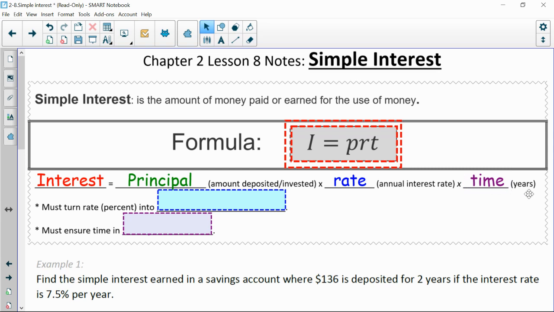T is time in years. We must turn the rate, the percent that they give you, into a decimal. Remember you have to take that percent and divide it by 100, so that the decimal moves over twice. Ensure time is always in years. Even if they give it to you in months, you have to figure out what that is as a decimal.